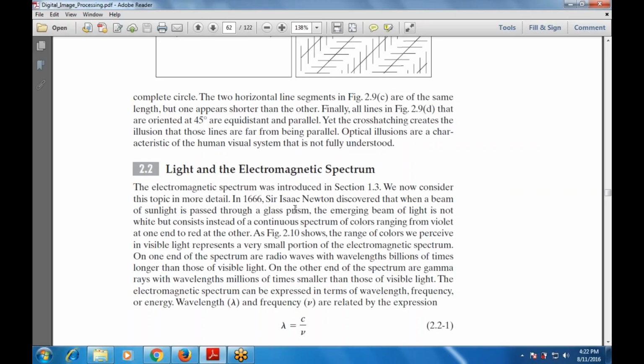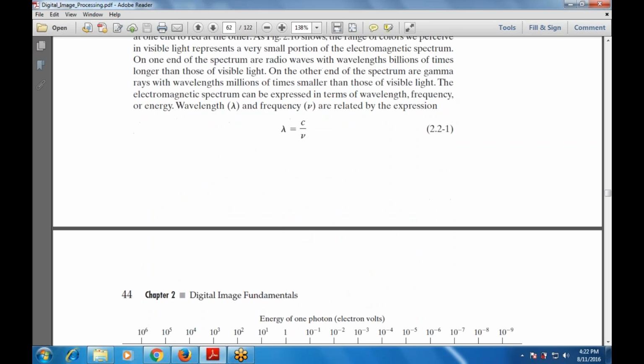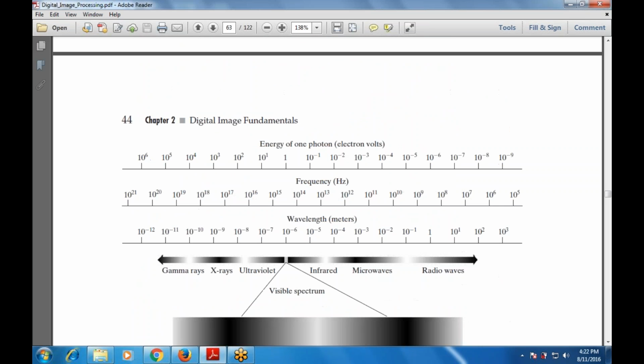Next is the electromagnetic spectrum, which is denoted by this. This is lambda equals c divided by v, that is, wavelength equals c divided by frequency, where the frequency is represented by v. And this is the energy of one photon, in electron volts. This ranges from 10 to the power 6 to 10 to the power 9.